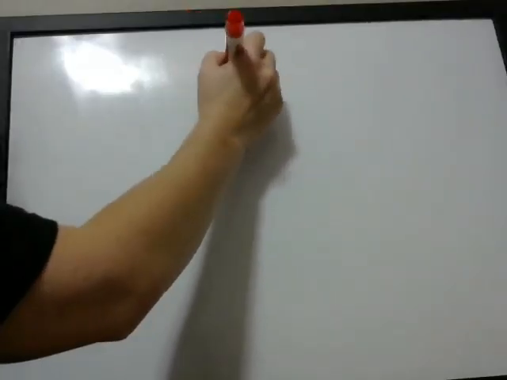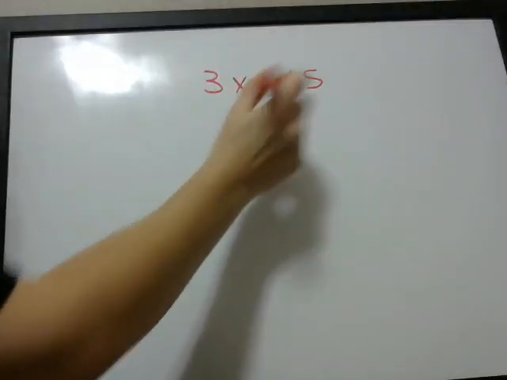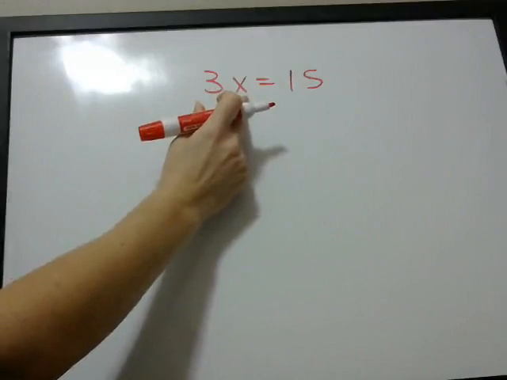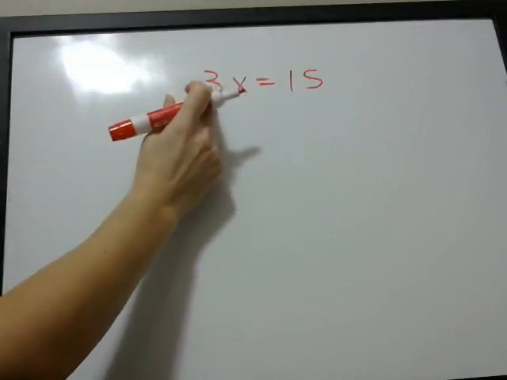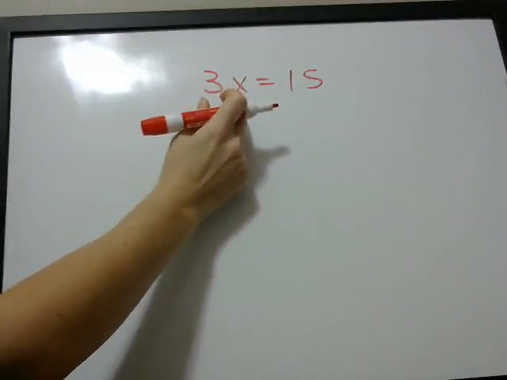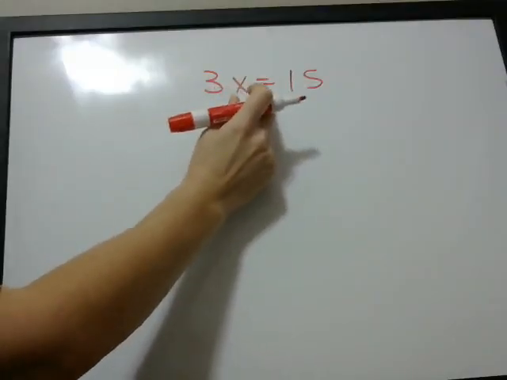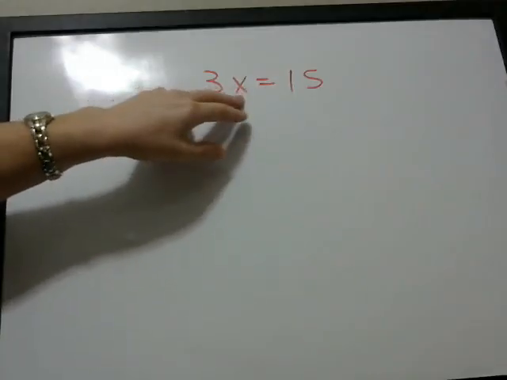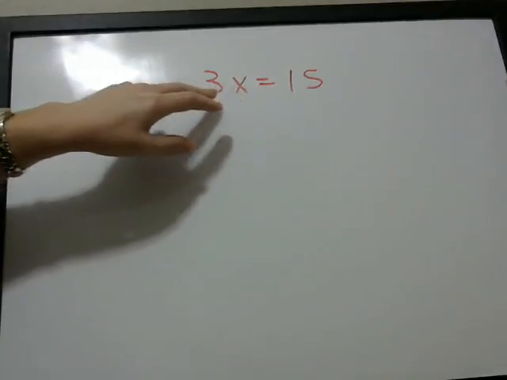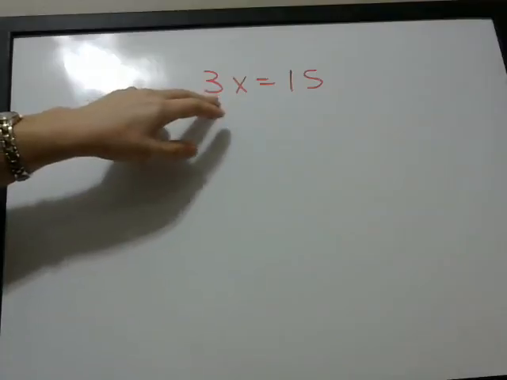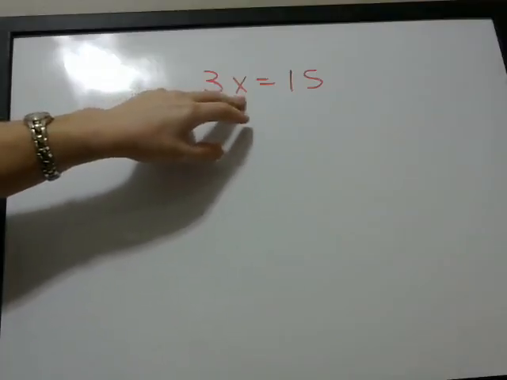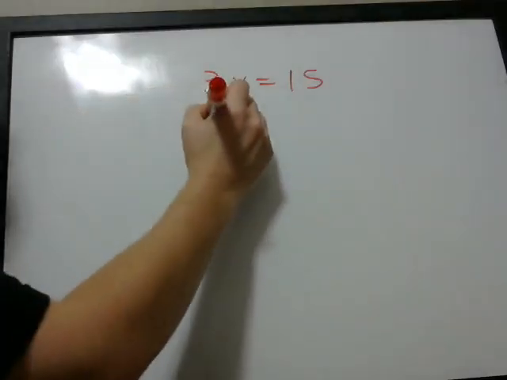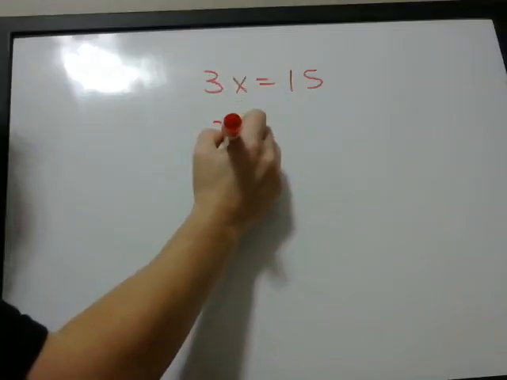So now let's say we have multiplication. 3x, which, if you remember, is 3 times x. When you see a number and a letter written beside each other, that means multiplication. So this is 3 times x equals 15. So we want to get rid of the 3 because, again, we want the x to be by itself. So how are we going to get rid of this 3? Well, this is multiplication, 3 times x. So we do the opposite. What's the opposite of multiplication? It's division. So we're going to divide by 3.